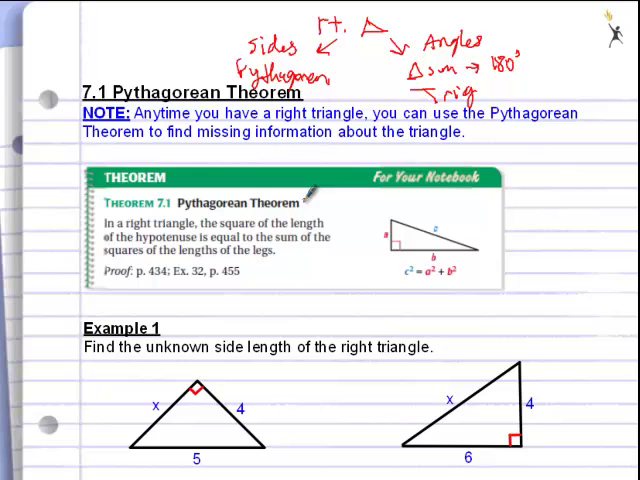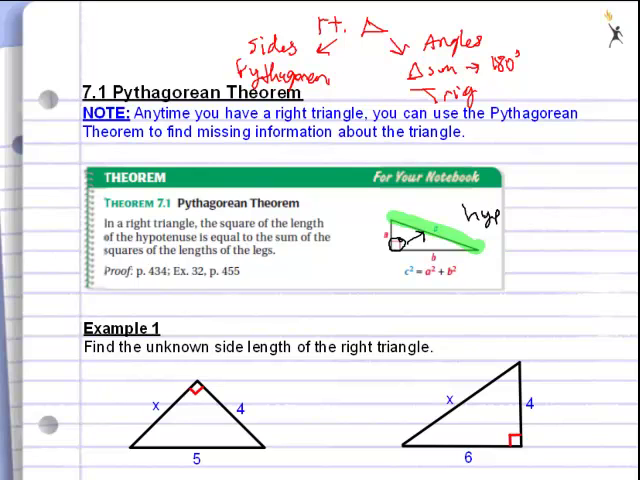In a right triangle, the square of the length of the hypotenuse, by the way, if you are not familiar with it, the hypotenuse is the longest side of a right triangle, and the easiest way to find it is find the 90-degree angle and go directly across. The hypotenuse is the longest side. It is across from the 90-degree angle. The square of the hypotenuse is equal to the sum of the squares of the other legs.